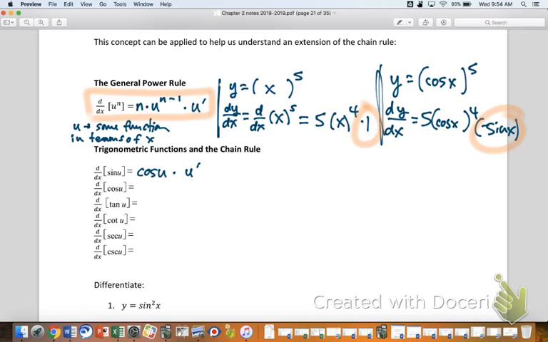The derivative of cosine u would be negative sine of u times u prime. Exactly. Or you could say, if you wanted to, times du dx. Same thing. Different notation, same meaning. Do you guys remember the derivative of tangent? Not cotangent. The derivative of tangent has to do with secant squared. So this would be secant squared of u times u prime.